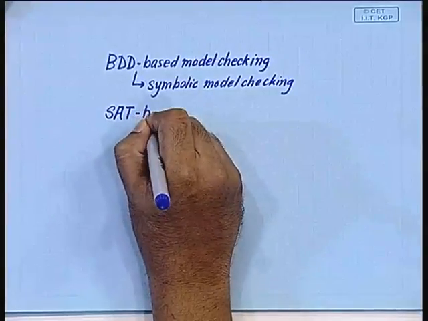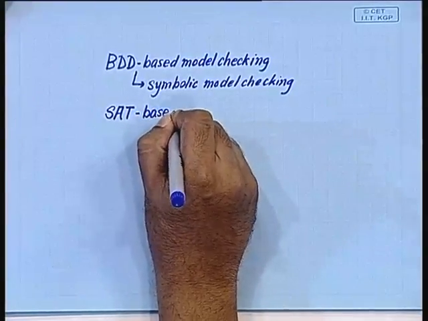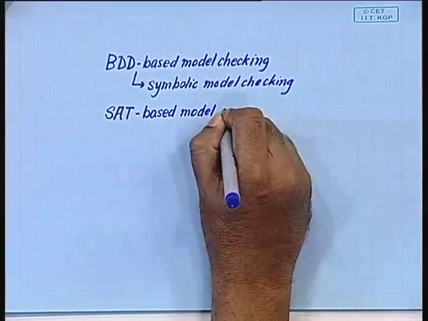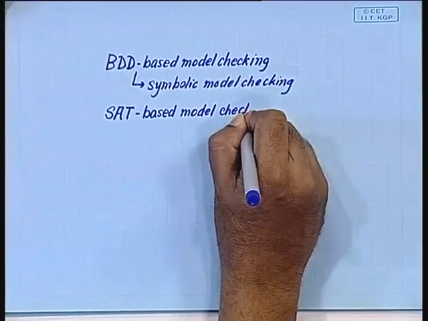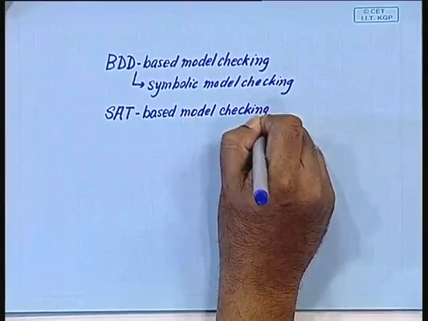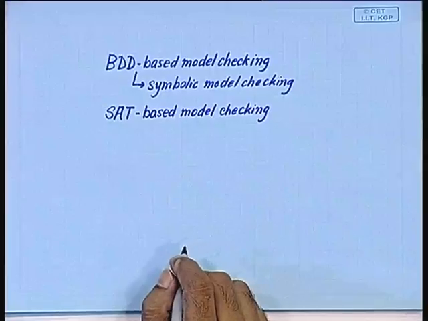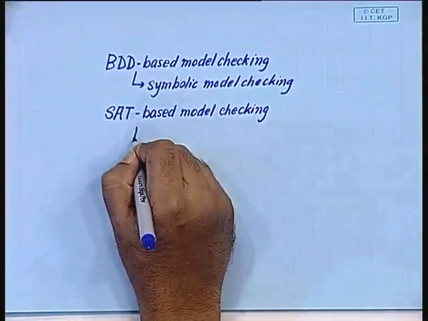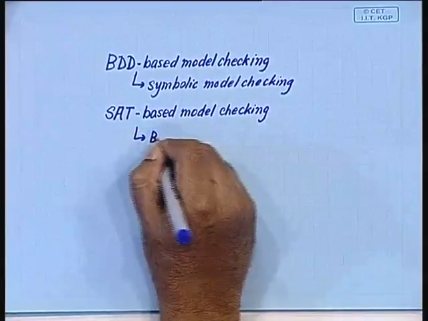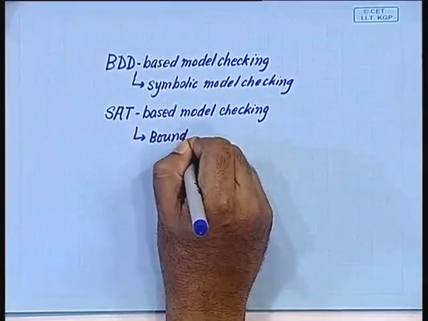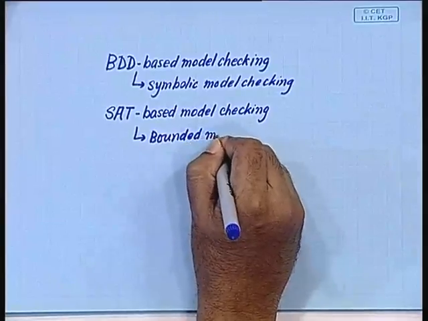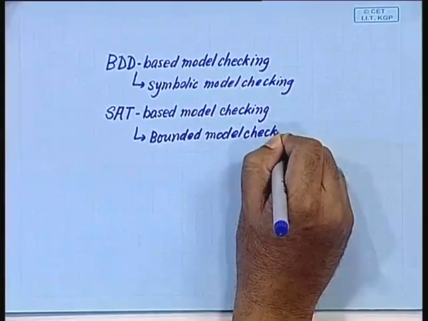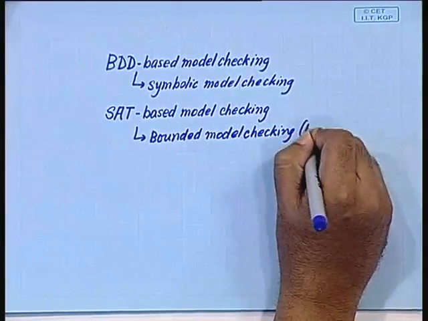There was the notion of SAT based model checking, okay, where instead of using BDTs we will reduce the model checking problem to Boolean satisfiability, okay. So, under this there is the bounded model checking approach, or BMC.